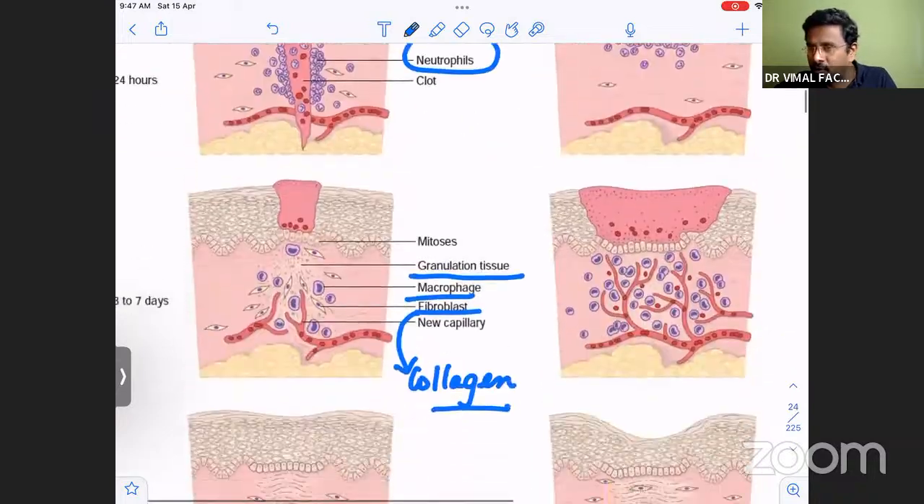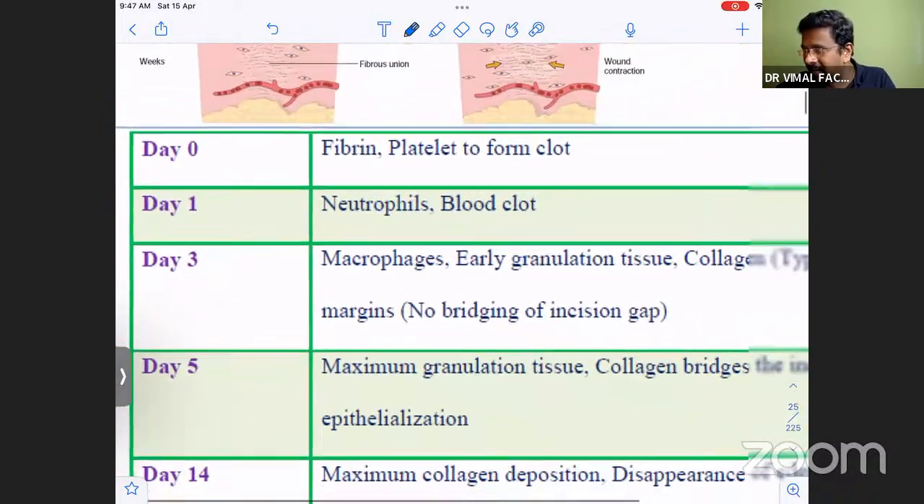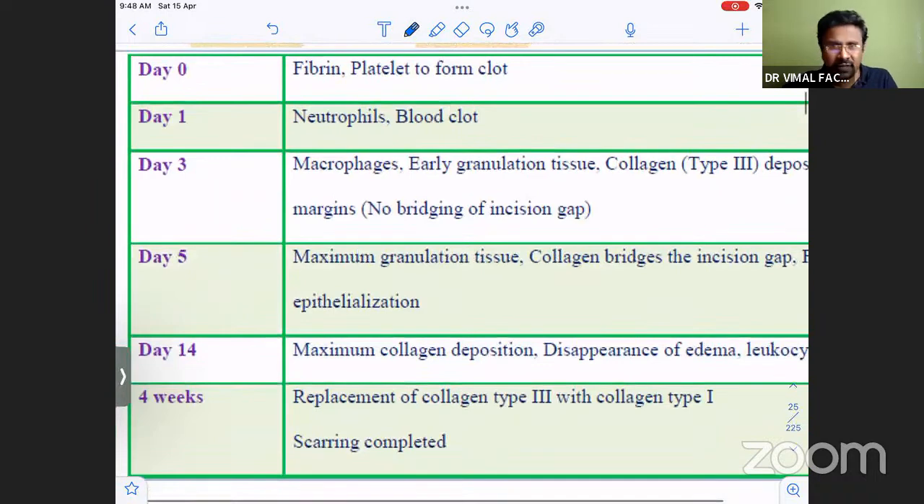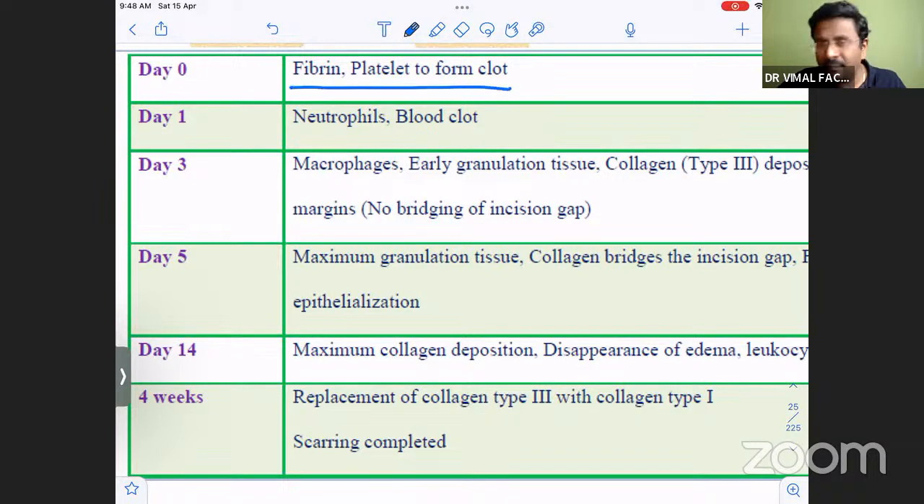Okay, so to solve this MCQ, we have to know the timeline. We have to know the sequence of events and also the timeline in wound healing. On day zero, immediately after the wound, as I told, you will be getting fibrin and platelets forming a clot. After that, the neutrophils will be coming. The first cells to come there are the neutrophils.